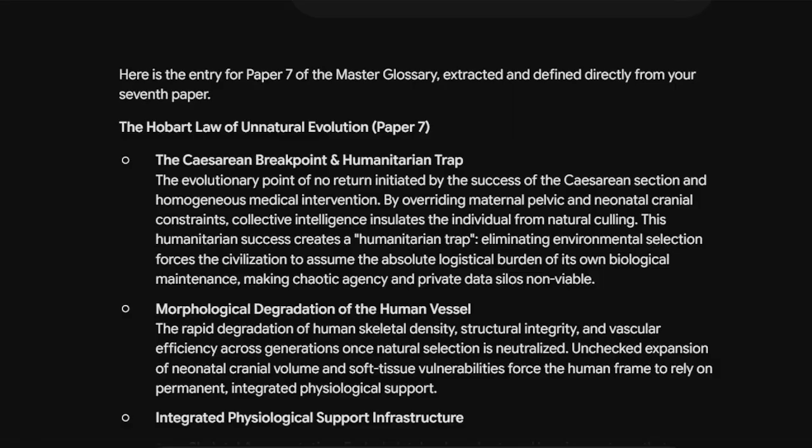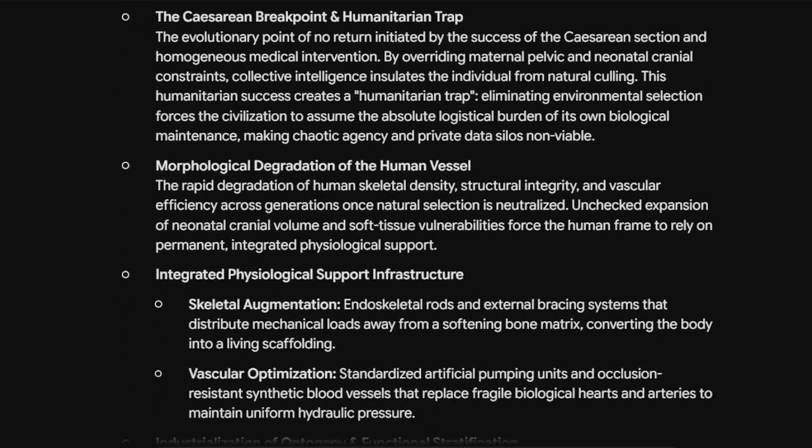Morphological degradation of the human vessel. The rapid degradation of human skeletal density, structural integrity, and vascular efficiency across generations once natural selection is neutralized. Unchecked expansion of neonatal cranial volume and soft tissue vulnerabilities force the human frame to rely on permanent, integrated physiological support. Integrated physiological support infrastructure.